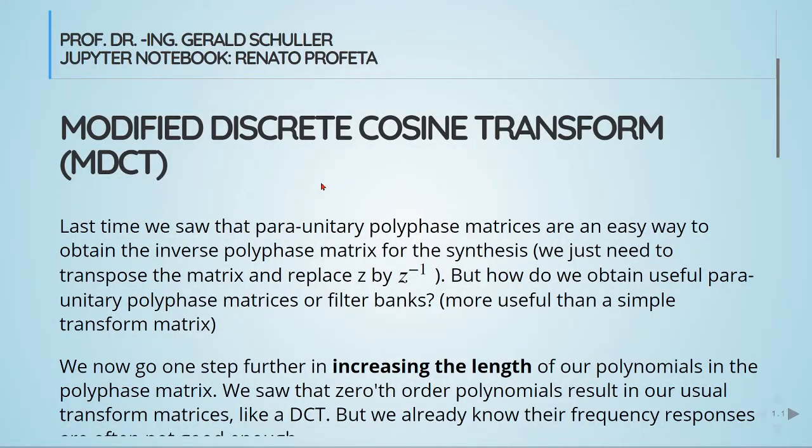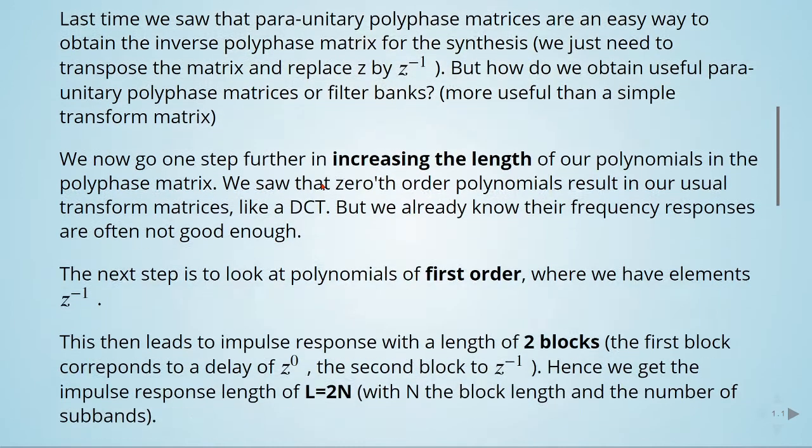Last time we saw that para-unitary polyphase matrices are an easy way to obtain the inverse polyphase matrix for the synthesis. We just need to transpose the matrix and replace z by z to the power of -1. But how do we obtain useful para-unitary polyphase matrices or filter banks, more useful than a simple transform matrix? We now need to go one step further in increasing the length of our polynomials in the polyphase matrix.